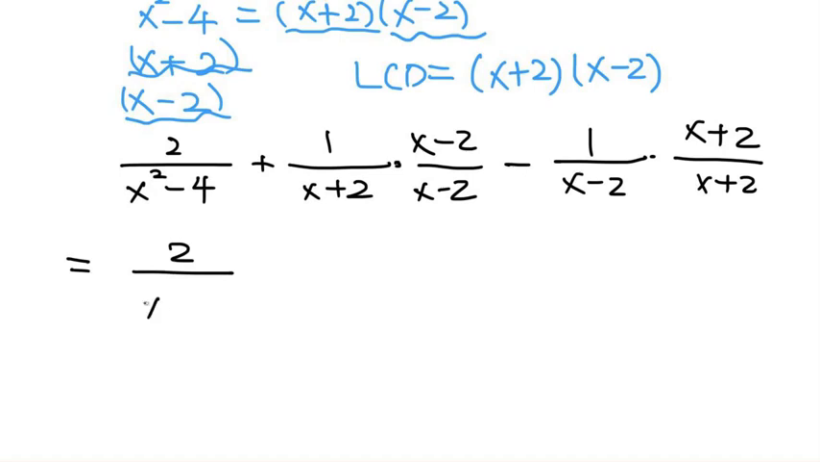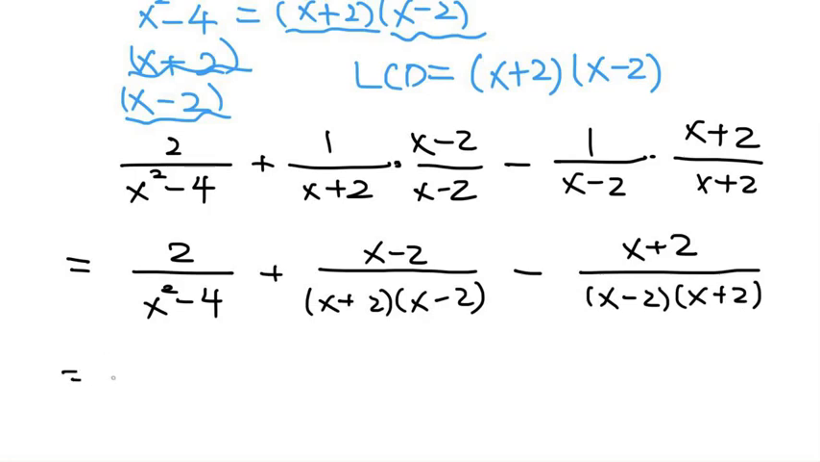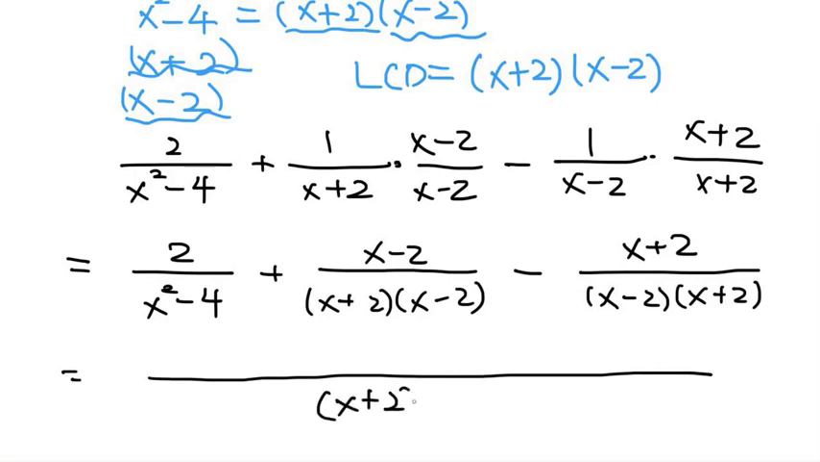Write down the first term as it is. In the second term, we multiply them out. Multiply numerators, we have x minus 2. Multiply denominators, x plus 2 times x minus 2. And notice that this is the same as x squared minus 4 if you expand it out. And here is the third term, x plus 2 over x minus 2 times x plus 2. So we have, let me write down the denominator in factored form.